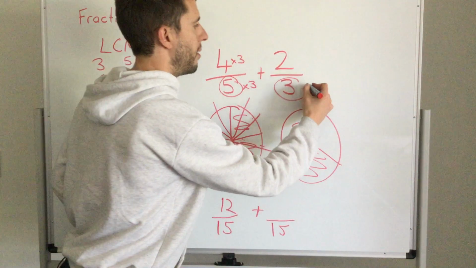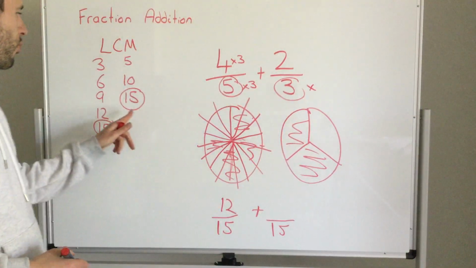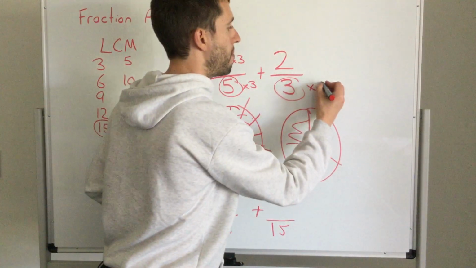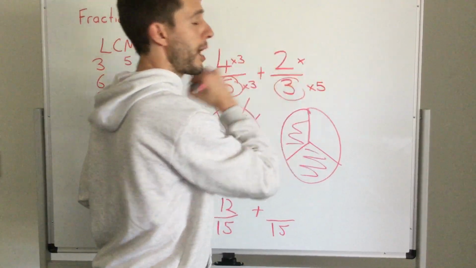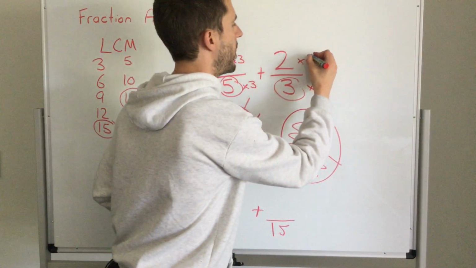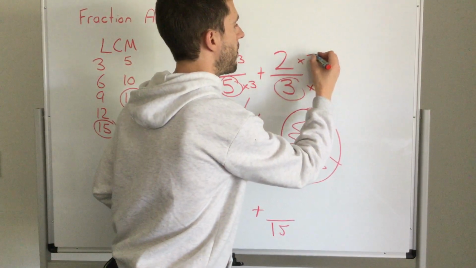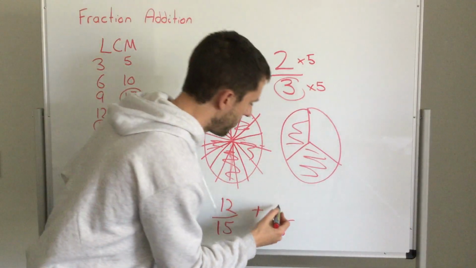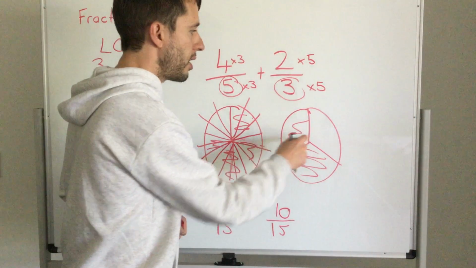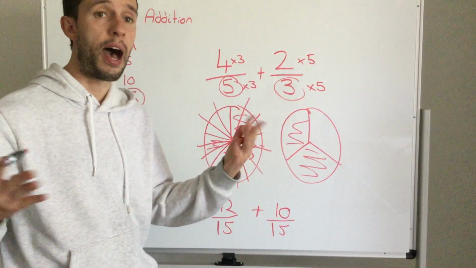Then I look at this side. 3 times what equals 15? 3 times 5. Let's use my equivalent fraction knowledge. If I times the denominator, I must times the numerator. So 2 times 5 equals 10. And now, each of these pieces would have been cut into 5 pieces.